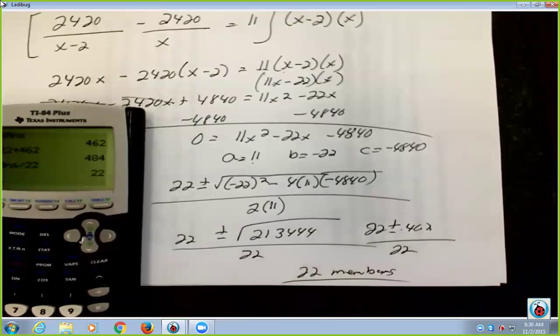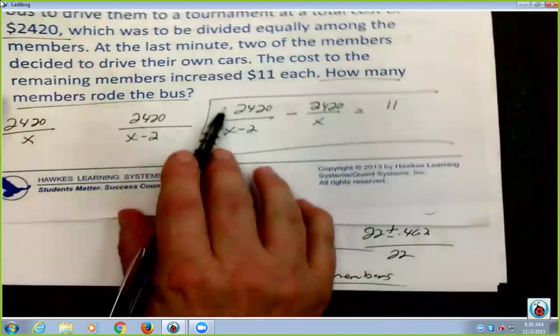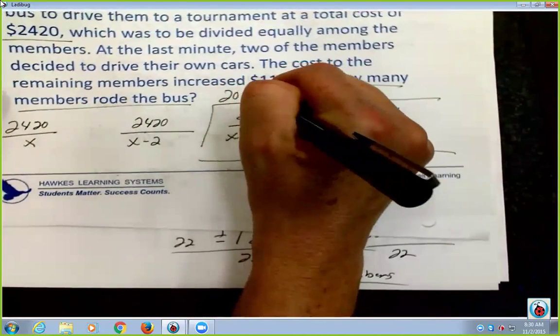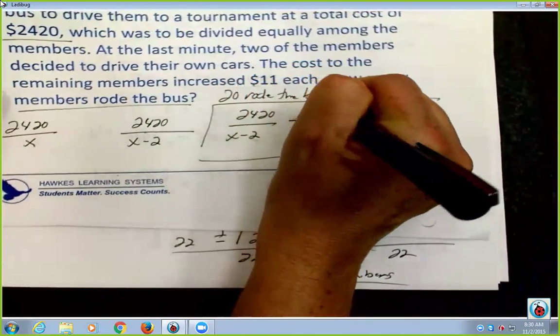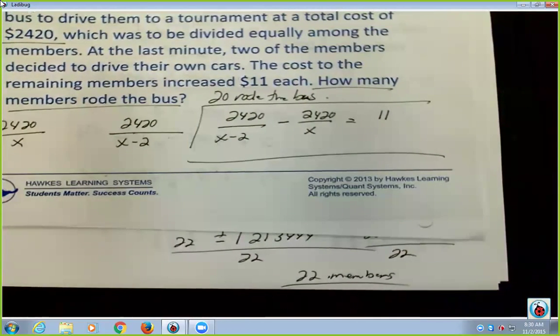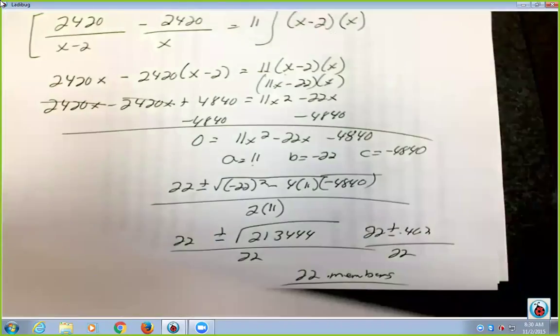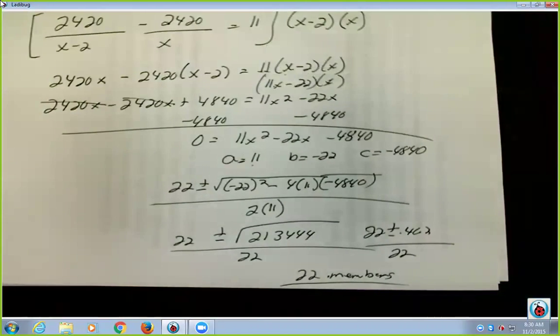So 22 members went on the trip, or how many members rode the bus? So if there's 22 members altogether, how many rode the bus? Because that's my answer. If I've got 22 to start with, I know that 20 rode the bus, because 2 decided to drive themselves. Okay? So that becomes my answer. Questions with this stuff? Are we so far so good?